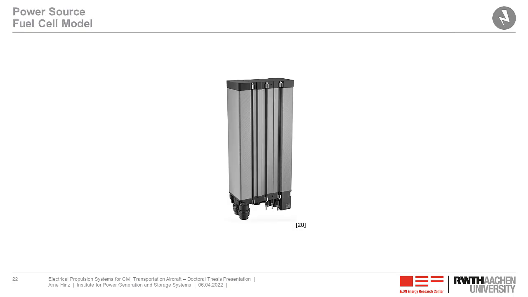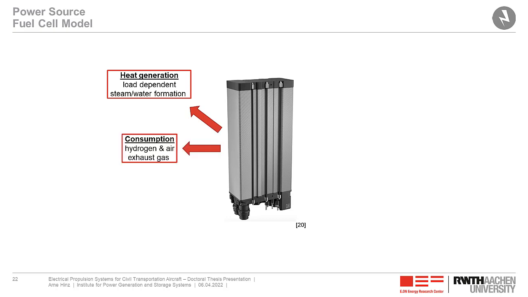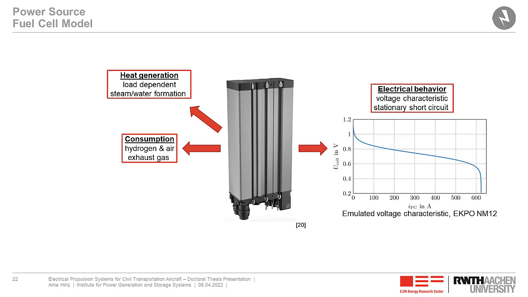Regarding the power source, we will apply a fuel cell, since batteries are too heavy. And our model can calculate the heat generation and takes into account the load dependency of the heat generation and the dependency on whether water or steam is generated by the fuel cell. Further, we can calculate the consumption of hydrogen and air, and also the composition of the exhaust gas. And we will be able to emulate the electrical behavior, as shown in the picture below.